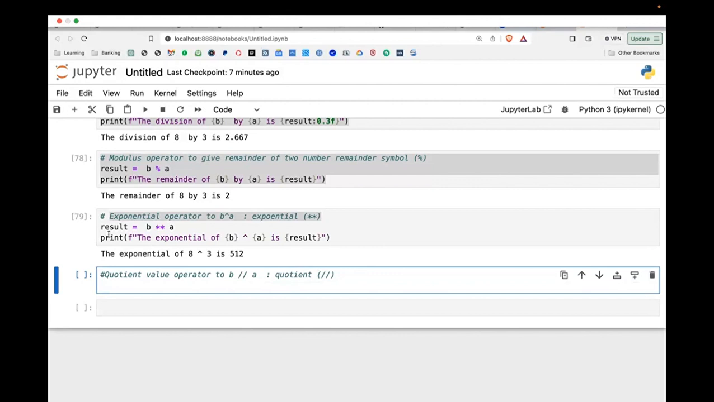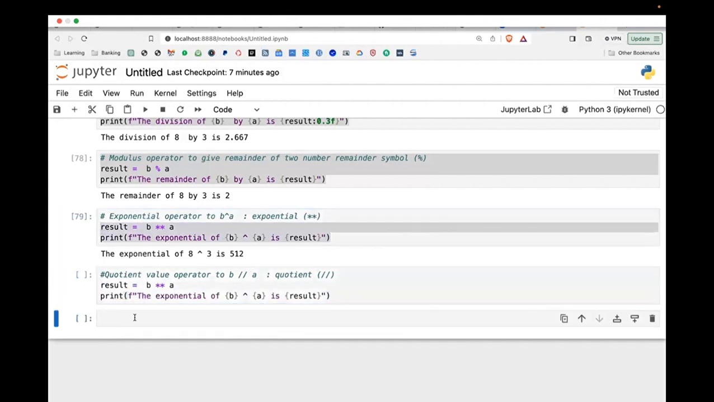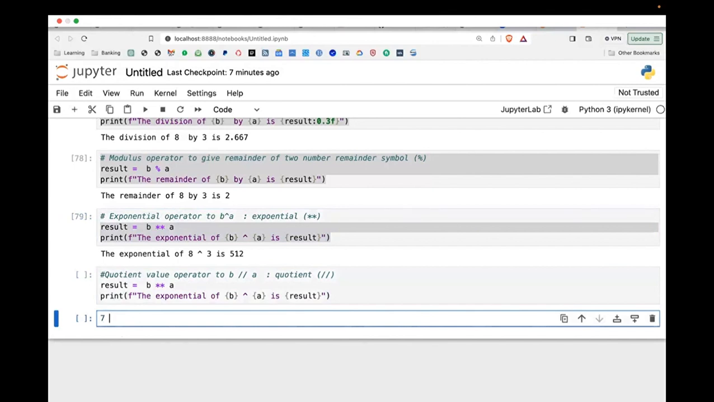What does this mean? You are going to get it. Suppose I just tell you: suppose your value is 7 and you want to divide it by 2. How many times would it be divided? 3 times, right? 2 threes are 6. So 3 is the quotient value and 1 is the remainder.